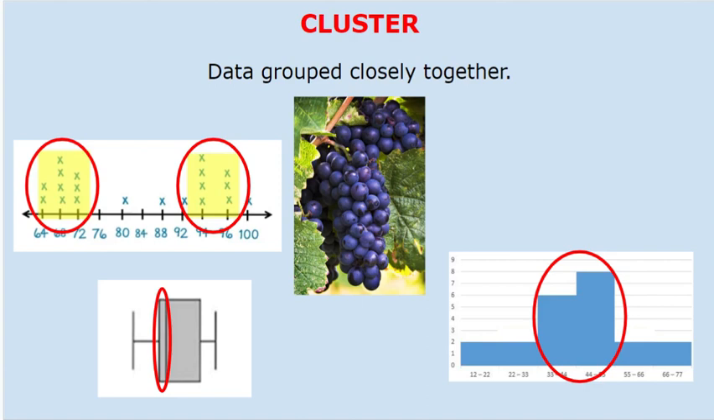In the histogram at the bottom right, you can see there are 2 bars that stand out from the rest. There's a gap right there in the center of that histogram. The box plot also has a cluster.